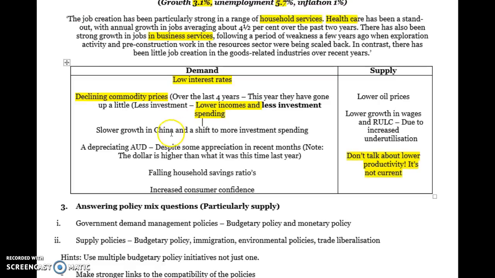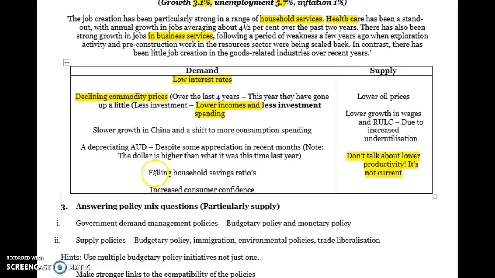Other things you can talk about: slowing growth in China and their shift to more consumption spending. Away from investment, so they're not demanding as many of our commodities, so the price has gone down, even though the volume is still high. The depreciating dollar is another one, although if you are going to talk about the depreciating dollar, actually state that it has gone up a little bit this year. It's just been lower than what it was at its peak. So it would be acceptable for you to say there's been some appreciation of the dollar this year, but show the examiner you know what's going on. There was a depreciation, and then over recent months it started to appreciate again.